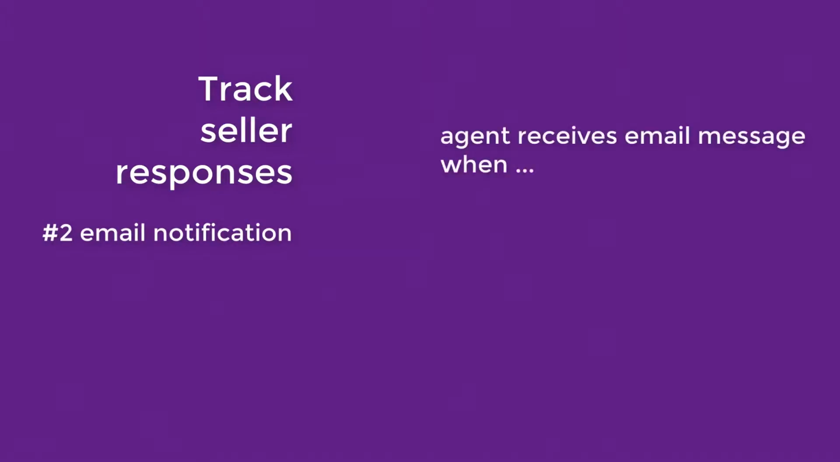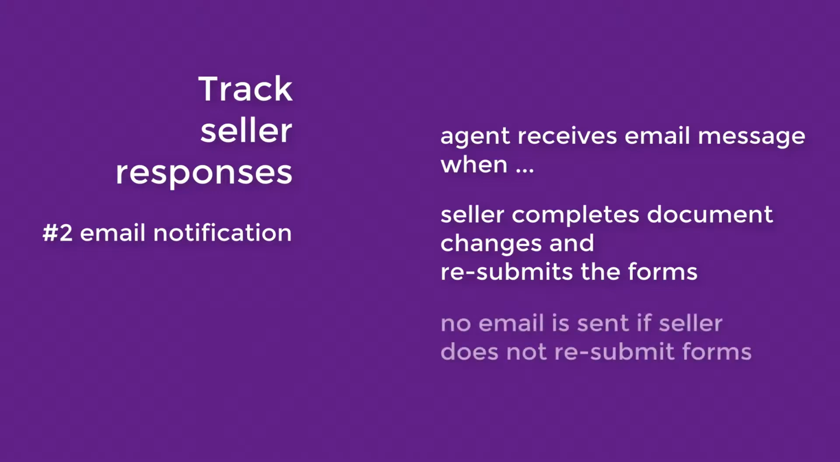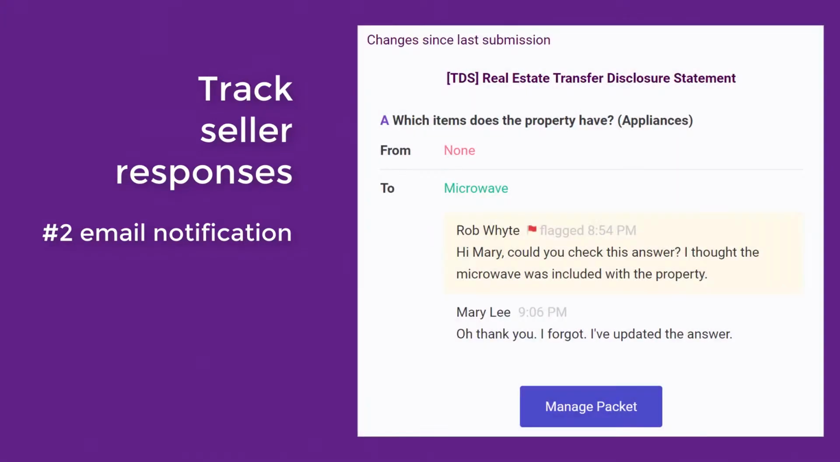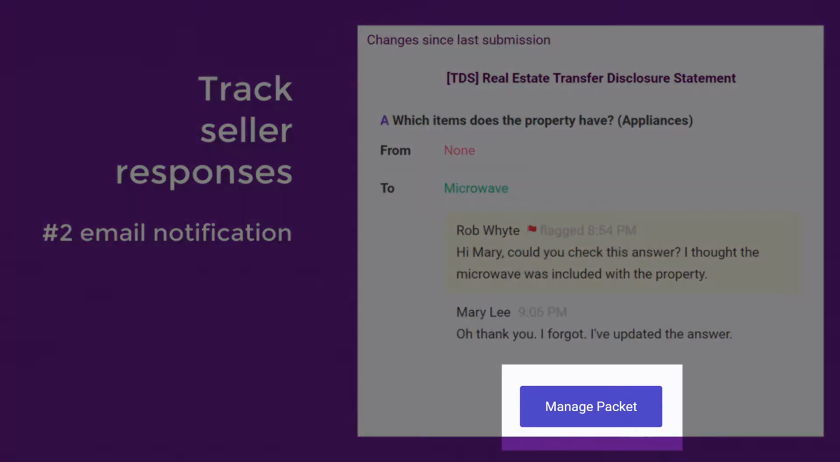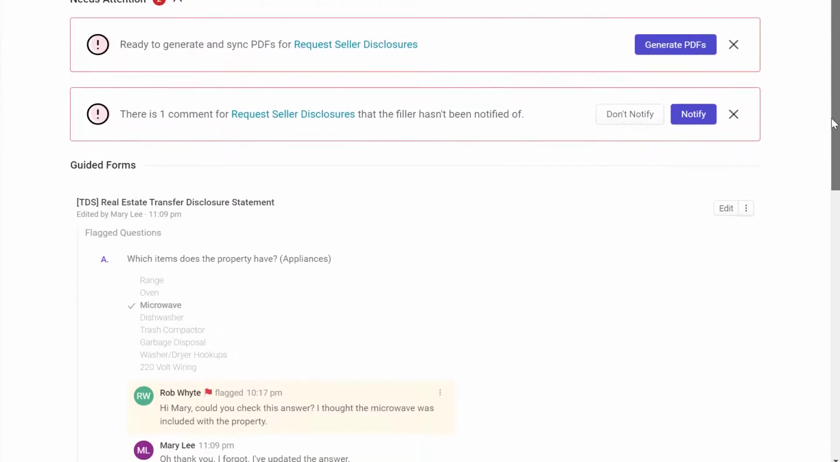The other method is email notifications. The agent receives an email notification when the seller completes the document workflow changes and resubmits the forms. If the seller does not resubmit a form, an email notification is not sent to the agent. To read seller responses from an email notification, open your email account, open the Glide message, and click the Manage Packet button. Review the seller's response on the Guided Forms page.